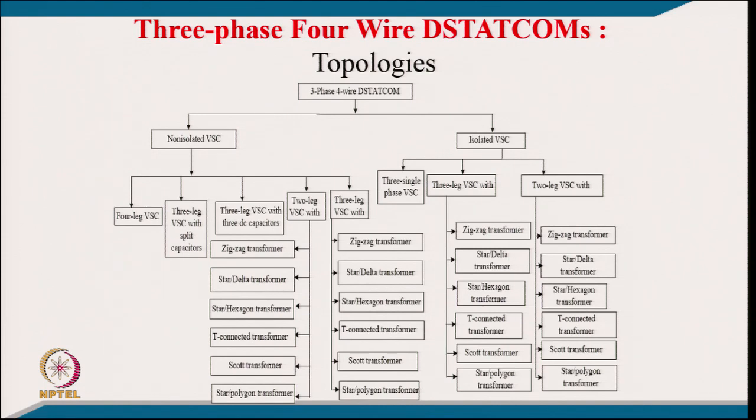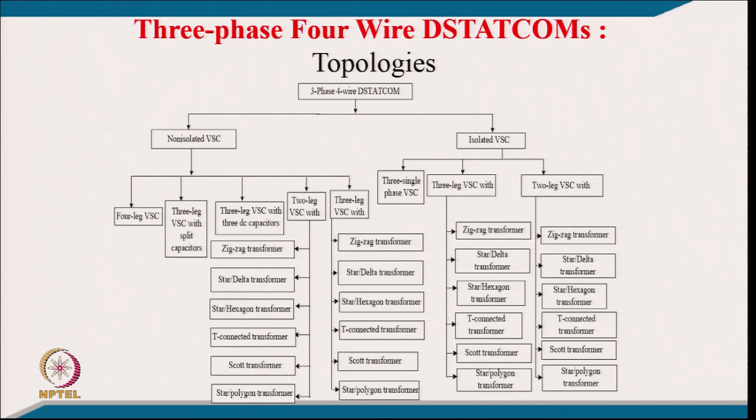Here, for 3 phase 4 wire D-STATCOM, we can have a non isolated topology. You can use a 4 leg voltage source converter, or 3 leg with the split capacitor, or you can use the 3 leg voltage source converter with 3 DC capacitors. We will discuss that. And we can have a 2 leg voltage source converter with transformer isolation, or a 3 leg voltage source converter, which can be practically used with different transformer isolation.